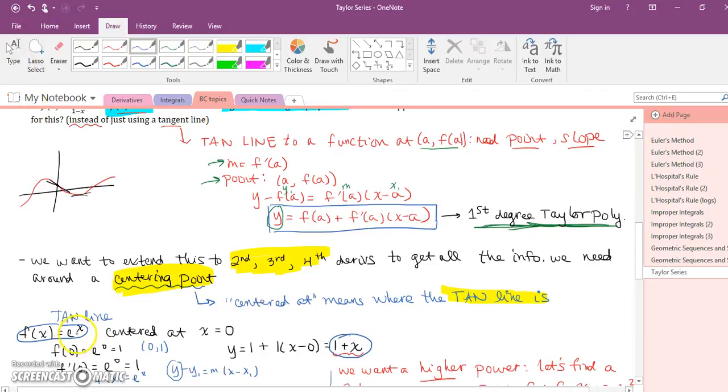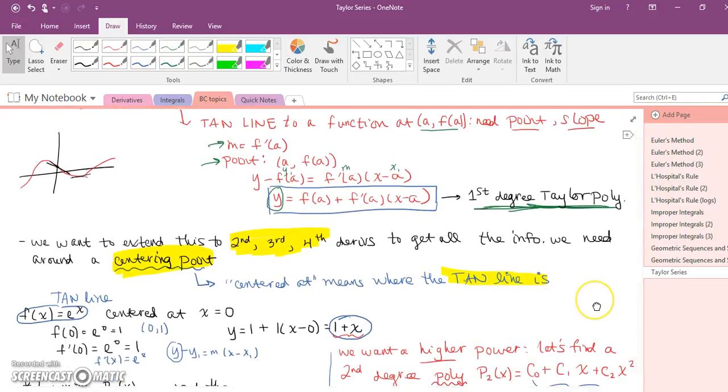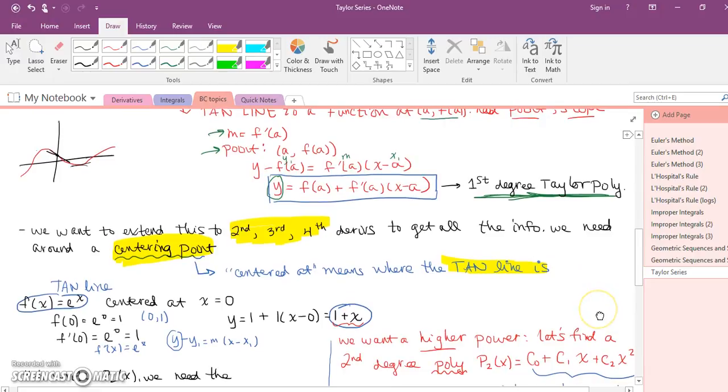I could approximate e to the x with a tangent line around 0, but I want to do even better. We want a higher power. I actually want to start with finding a second degree approximation. So this is our first degree approximation, tangent line. Let's get a second degree. Let's truncate our infinite polynomial to the second power.